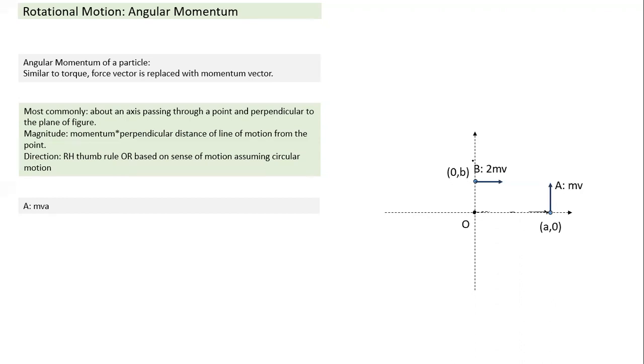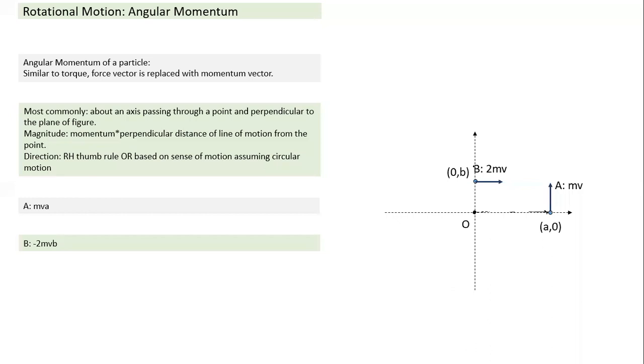Now I come to this other particle, which has momentum 2mv. It is moving in this direction. The direction of motion is horizontal. So angular momentum is momentum multiplied by perpendicular distance from where? From the point about which I am calculating angular momentum. Since I am calculating angular momentum from O, we take the perpendicular distance. Since the motion is horizontal, the perpendicular distance will be vertical. The distance is B, and in this case it is going in a clockwise sense.